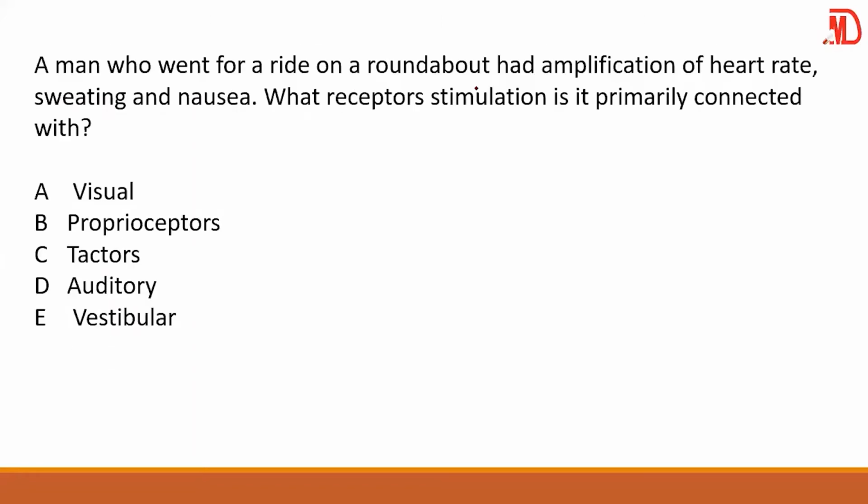A man who went for a ride on a runabout had an increase in heart rate, sweating and nausea. What receptor stimulation is primarily connected with this? Don't forget, your clue here is a runabout. A runabout is like a circle, so the person is moving around. What are the receptors controlling circular movement? Here we are looking for vestibular receptors.